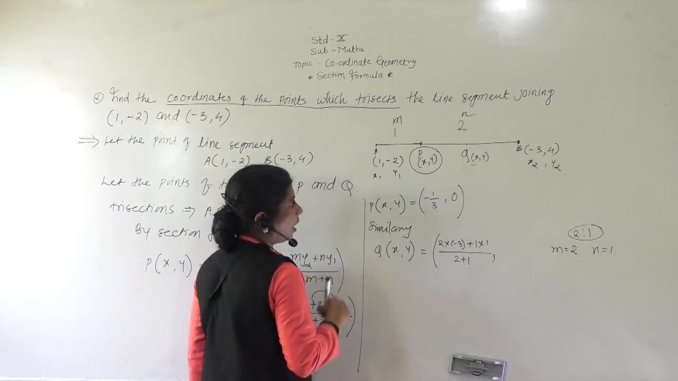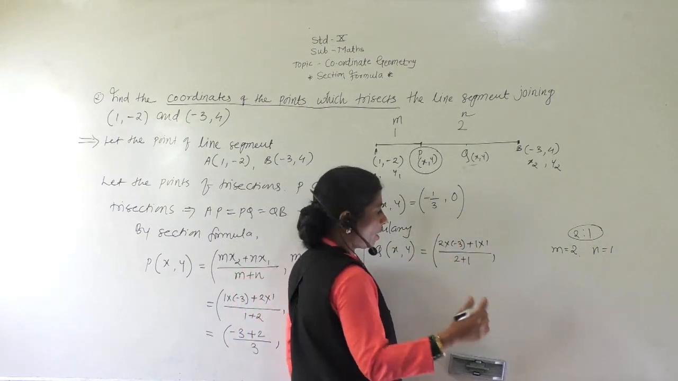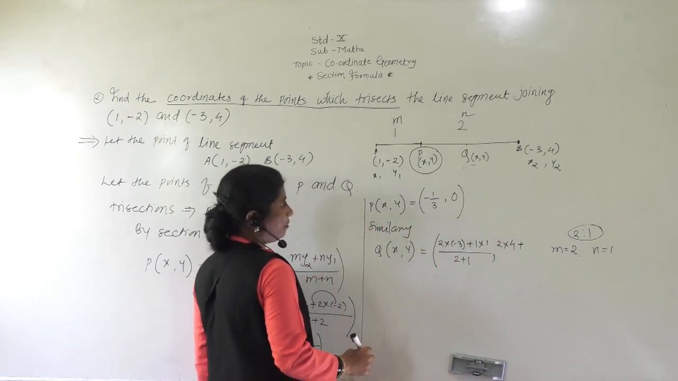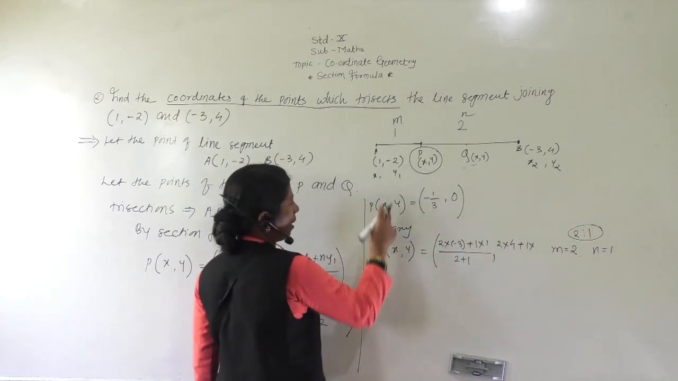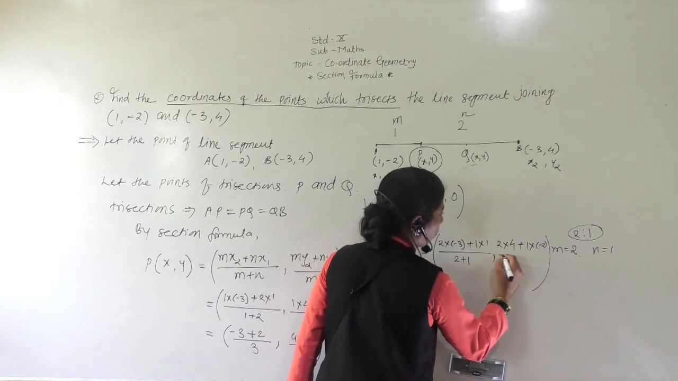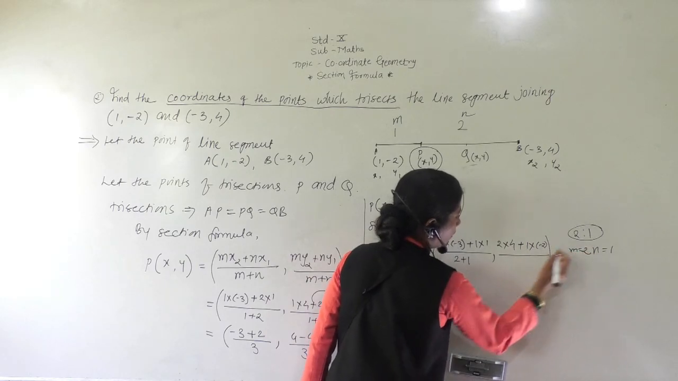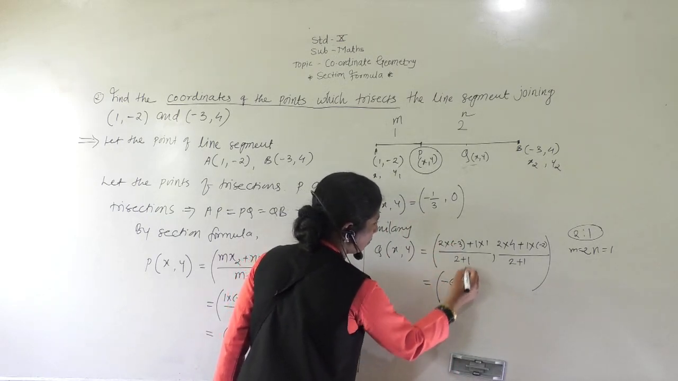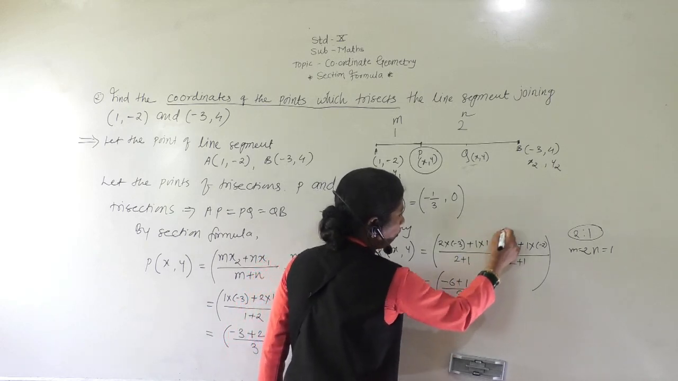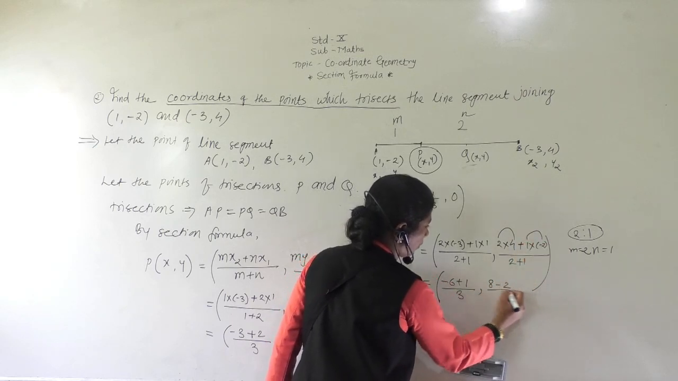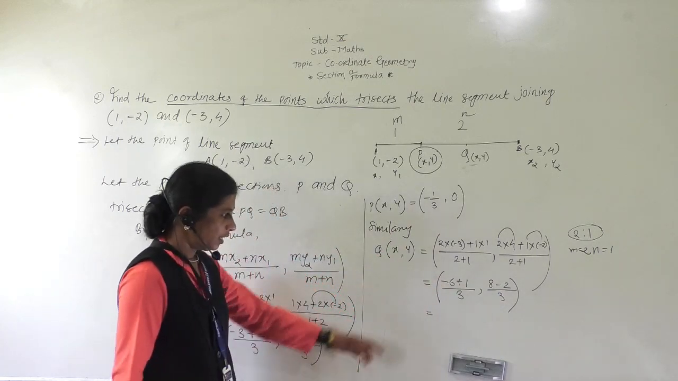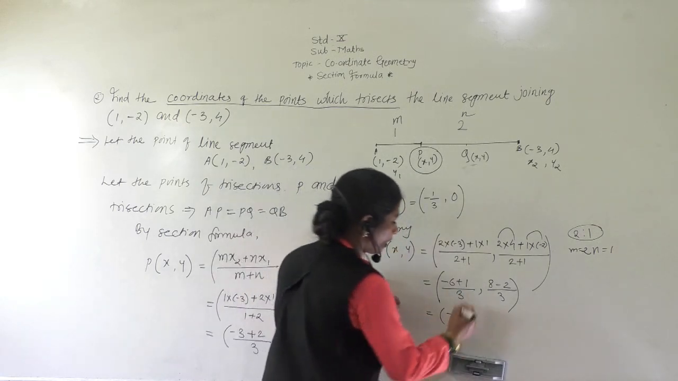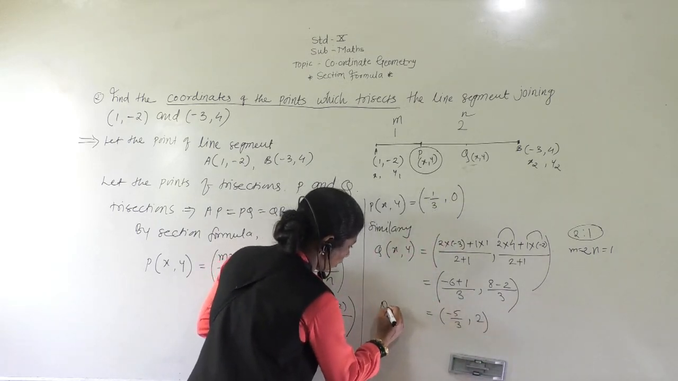Correct? Comma. Now, y. So, n is what? 2 multiplied by y1. y2 is 4 plus n, y1. N is 1 multiplied by y1, which is minus 2. Correct? Upon m plus n. Okay, m plus n is 2 plus 1. Then 3 2s are 6, minus 6 plus 1 upon 3, comma, 4 2s are 8, minus 2 upon 3. So here minus 5 by 3 comma 8 minus 2, 6 by 3. 3 2s are 6. Okay. So these are the coordinates of the point Q.